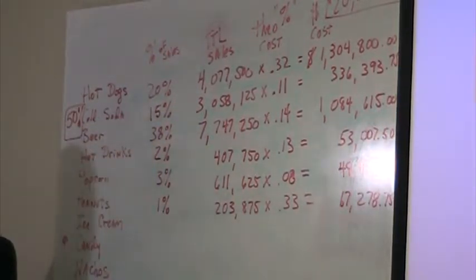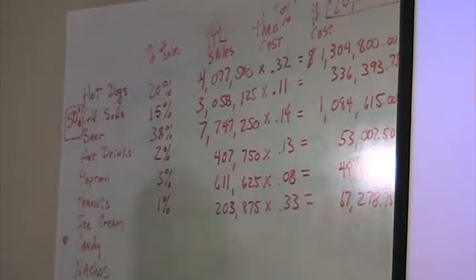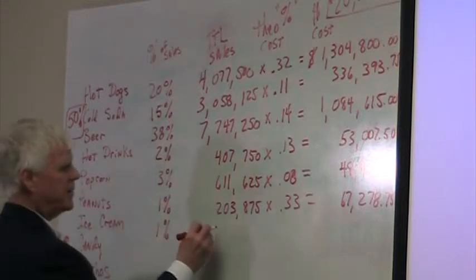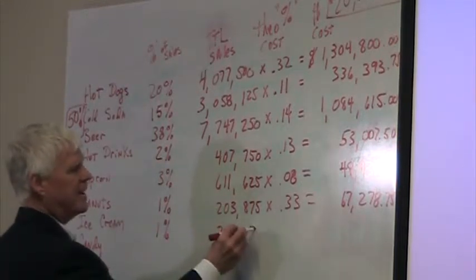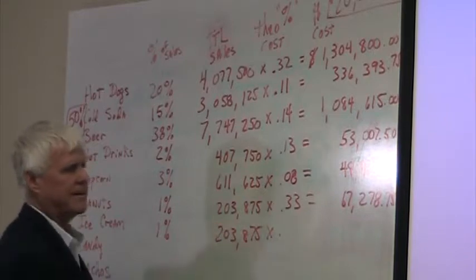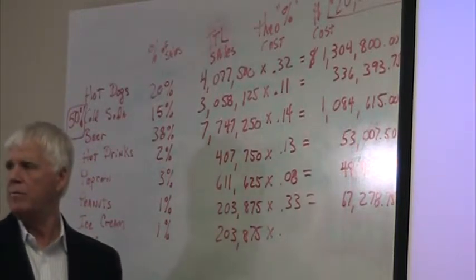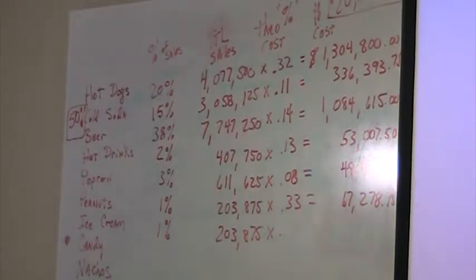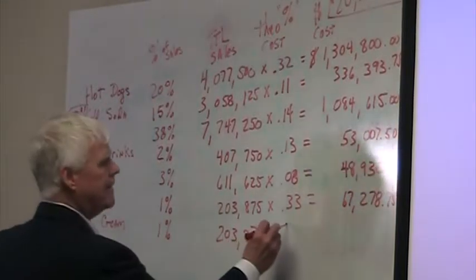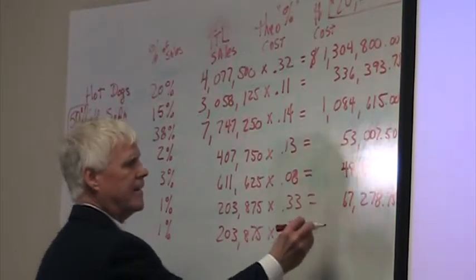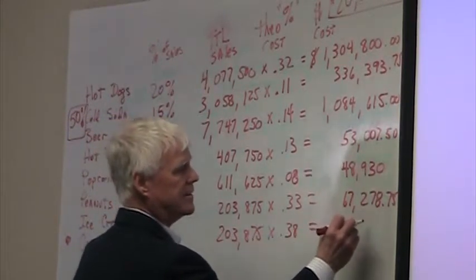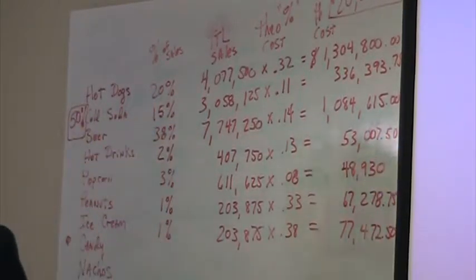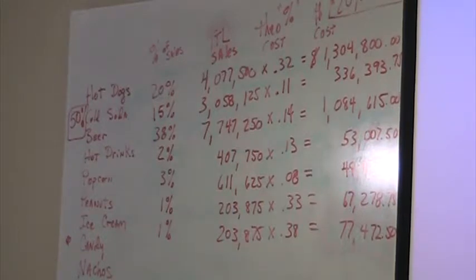Ice cream? 1%. Guess what? 1% here is going to be the same thing, so it's going to be 203,875. And what's the cost? Ice cream goes at 38%. $77,472.50. All right, so we went really fast there. You guys with us? Do you know where we're getting there? Good.